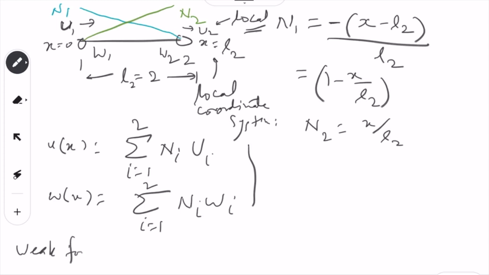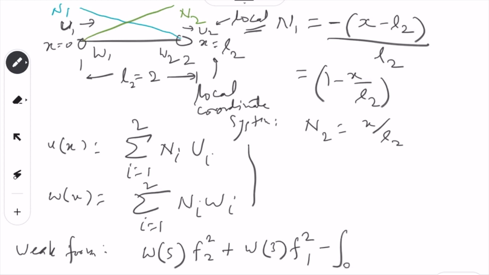So the weak form: w5 f22 plus w3 f21, right? So done, and then minus, not 0 but it will be from 3 to 5, the integral of dw/dx EA du/dx dx, and that will be equal to 0.